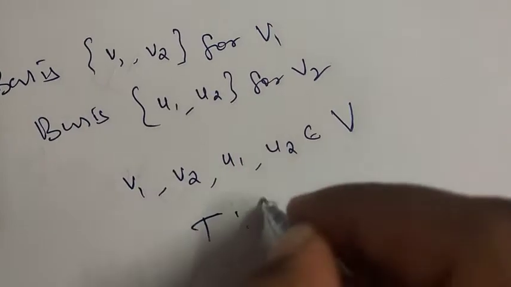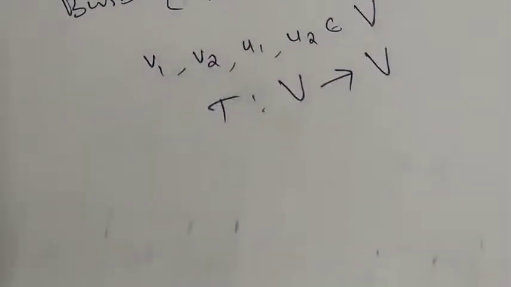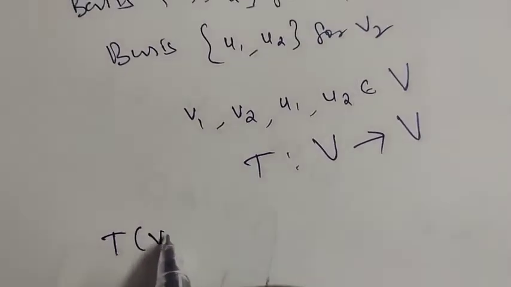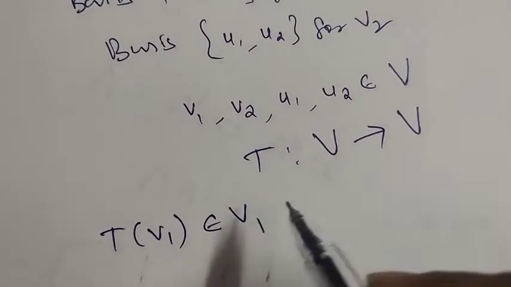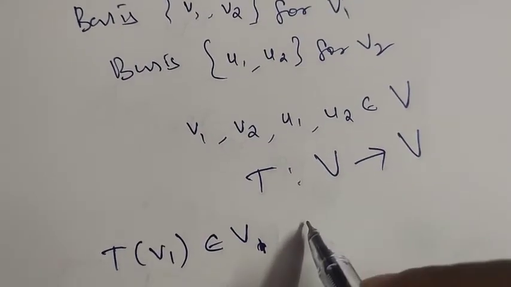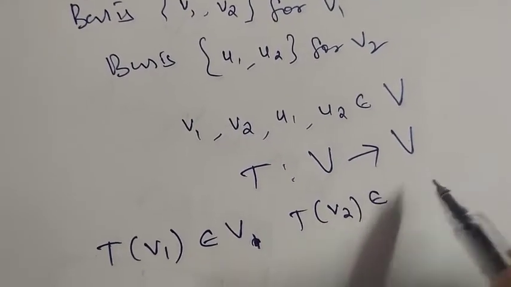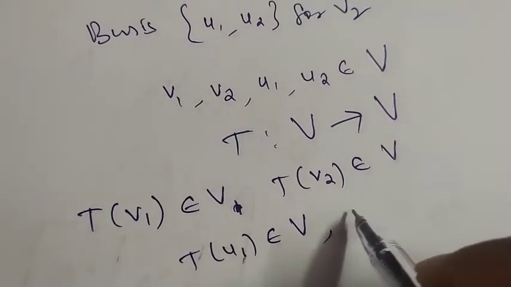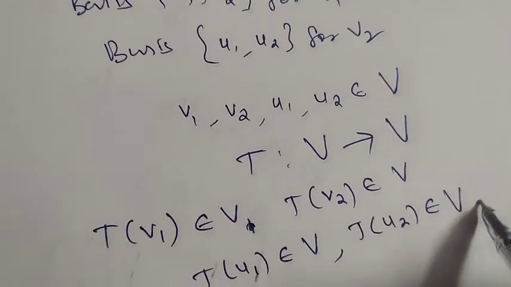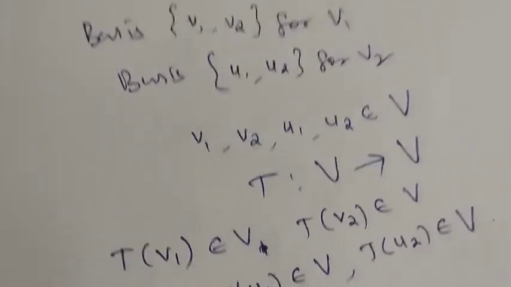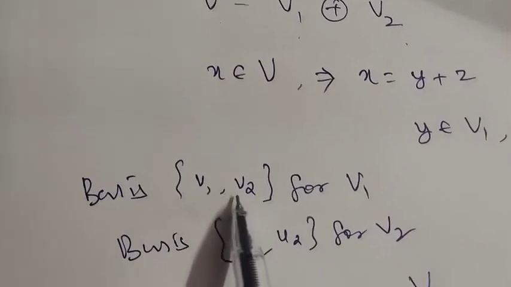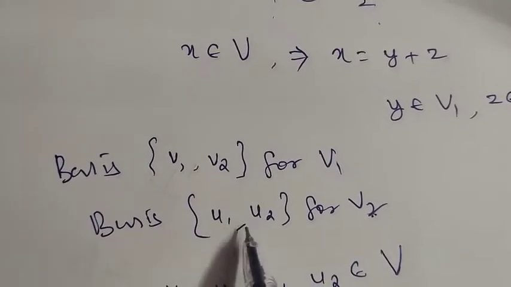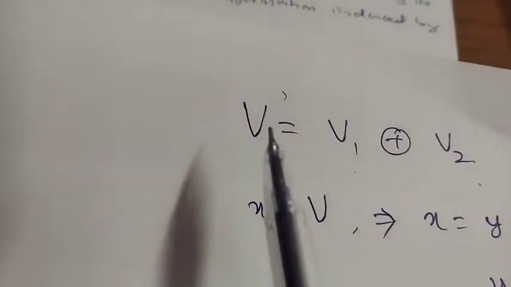Since T is a mapping from V to V, look here: T of V1 belongs to V, T of V2 belongs to V, T of U1 also belongs to V, and T of U2 also belongs to V. Therefore, what is the basis for V? This is a basis for V1 and this is a basis for V2, so the combination V1, V2, U1, U2 is the basis for V, right?